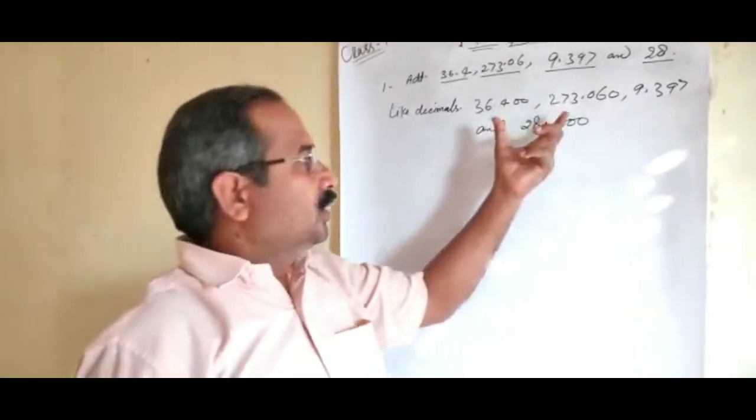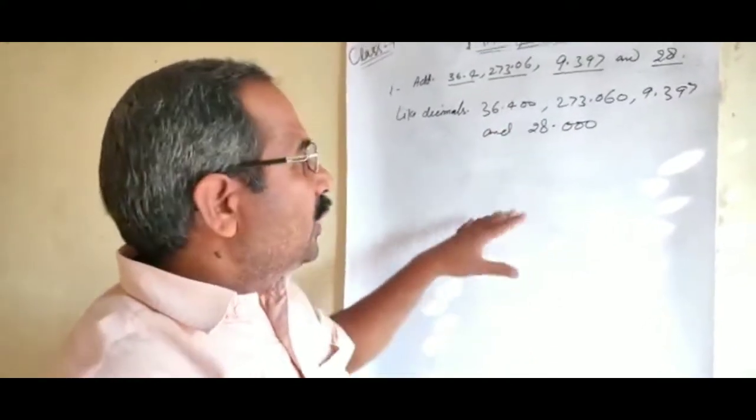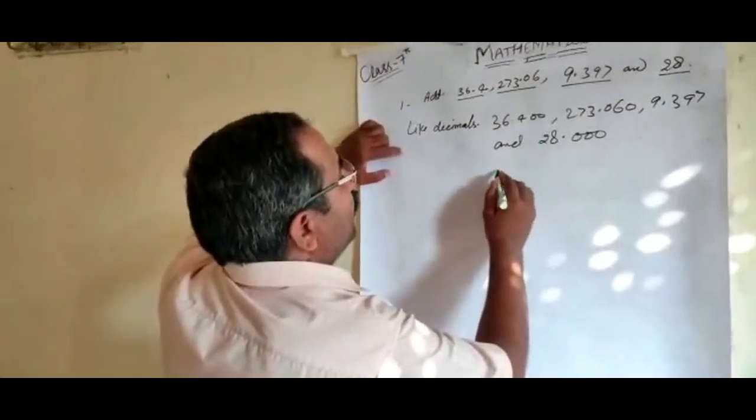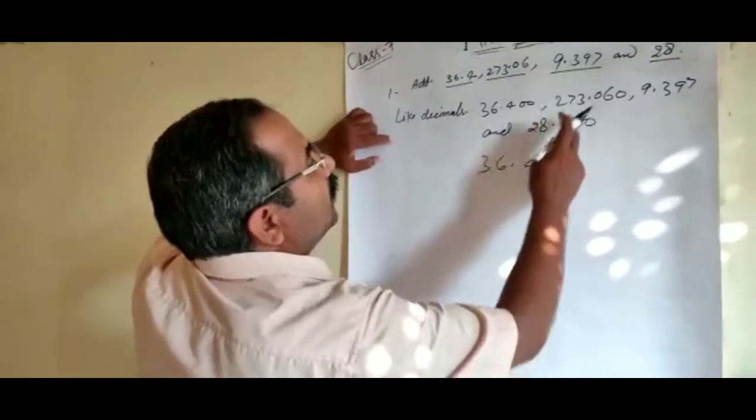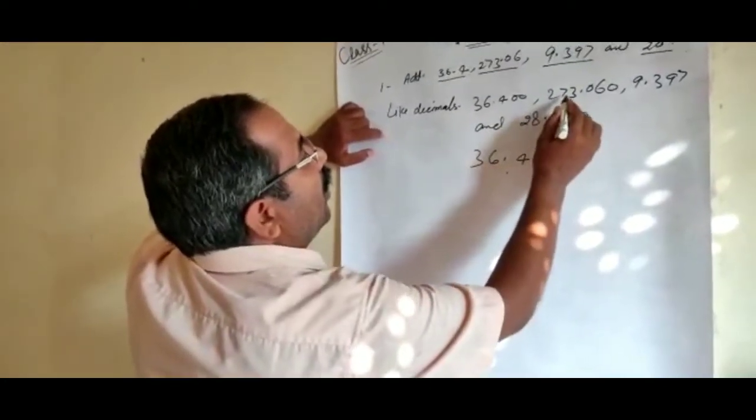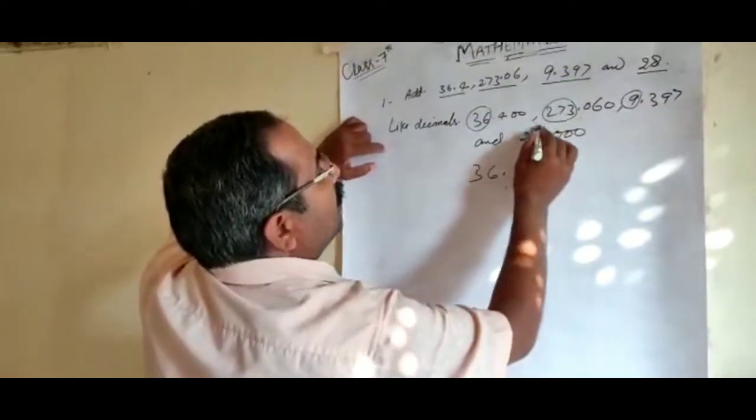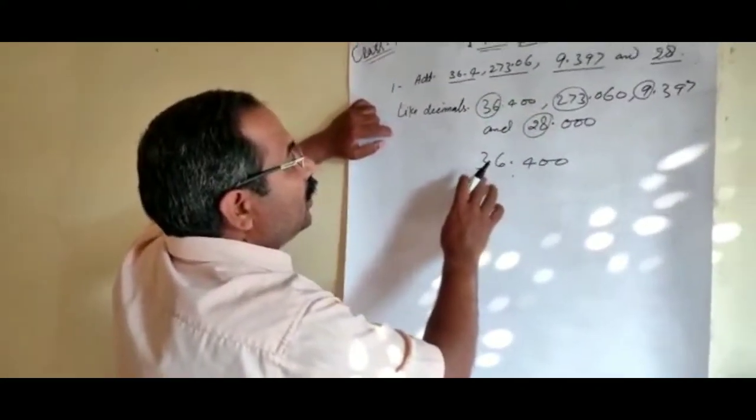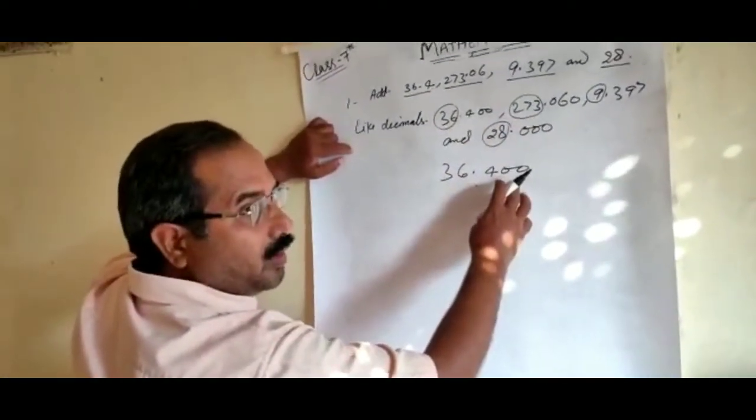Now you have to add these numbers, so you should write them in the column method. What is the column method? I am just showing here how you will write. So you will first write the given number. After that you will show the point here. All these numbers before the point are whole numbers. So whole numbers will be written below whole numbers, and decimal parts will be written below decimal parts.